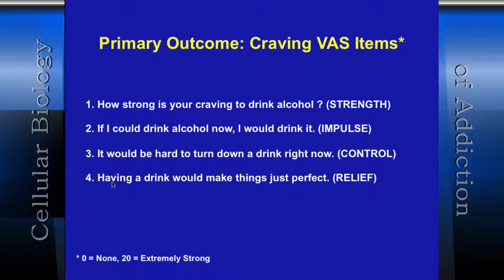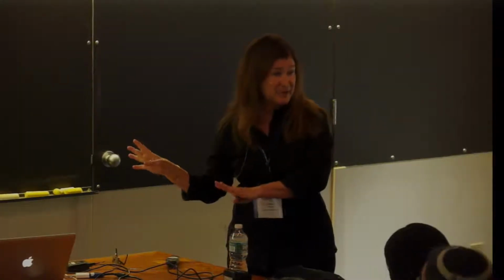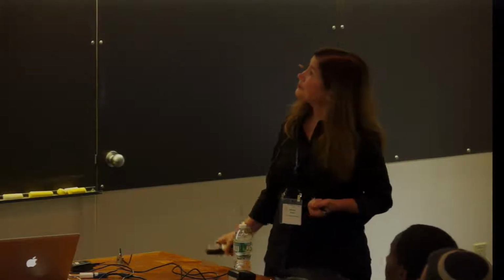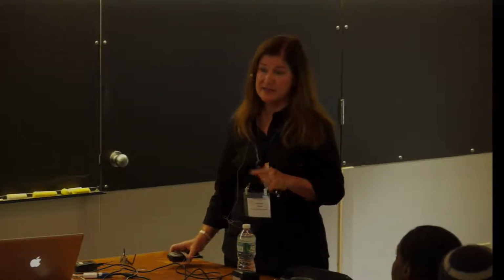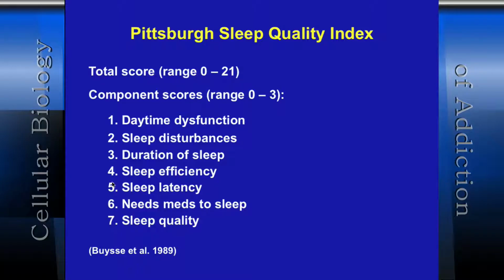And these are the confirmatory measures, but they're much less specific than the actual craving questions. But as long as they're going in the same direction as the answers to the questions, that's what's important. And then, as I mentioned, we often look at sleep, and the Pittsburgh Sleep Quality Index is a self-report that's considered the standard instrument, and it has these 7 subscales.